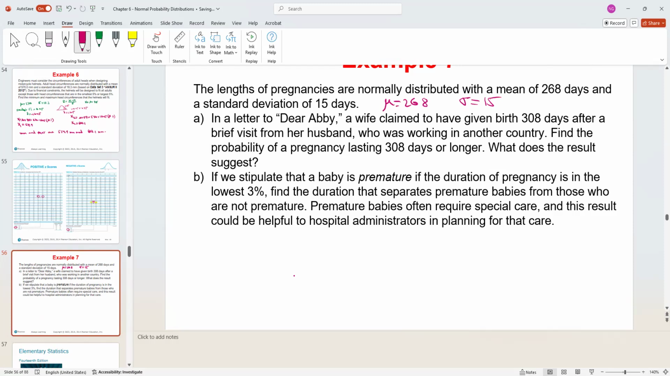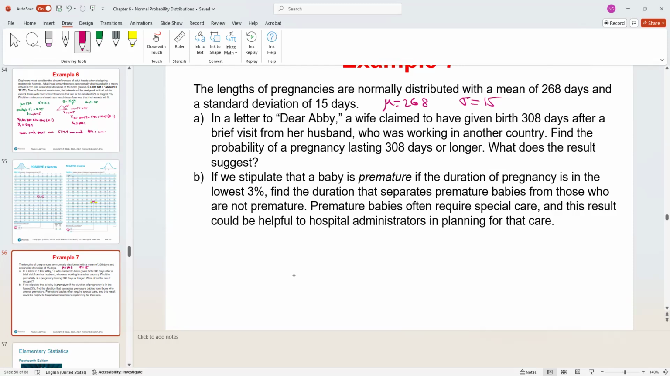Remember for this one, we call it Dear Abby. I'm hoping you like these examples. Very beautiful, right? Let's see. Do we do this one in a letter, Dear Abby? Yep. All right. Let's see it.